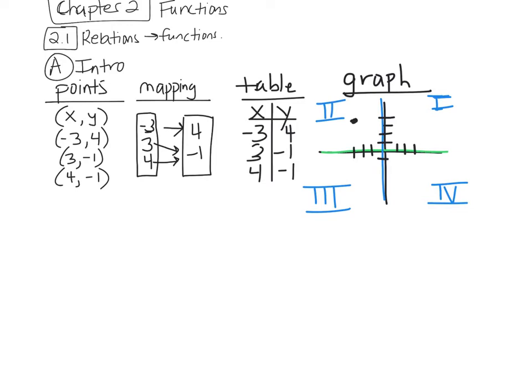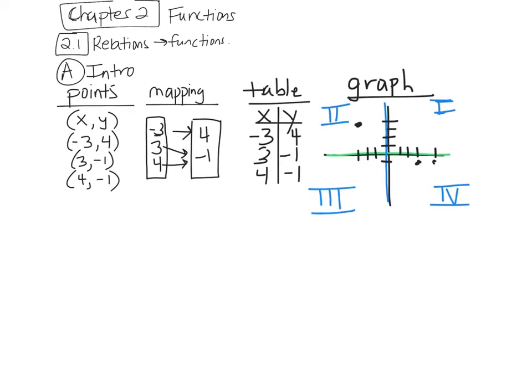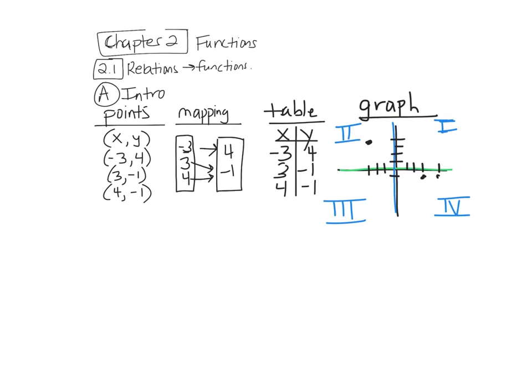So 3, -1, and then, that's not 3, -1, is it? 3, -1 is right here. And then 4, -1. So all 4 of these things are exactly the same thing. It's showing you the relation between these 3 points, but in different ways. I kind of like points the best, just ordered pairs.